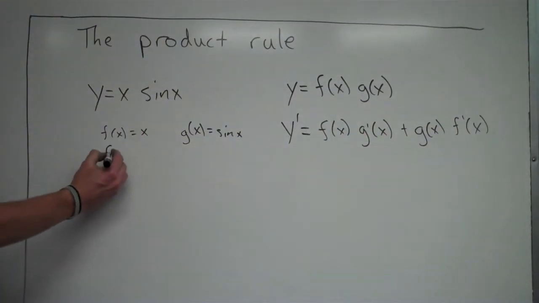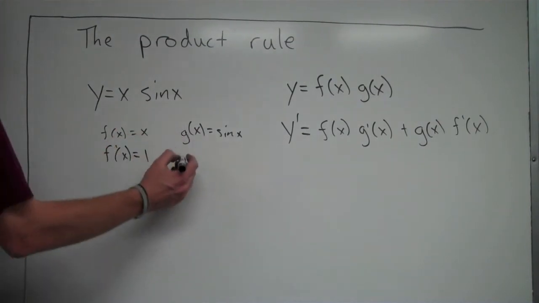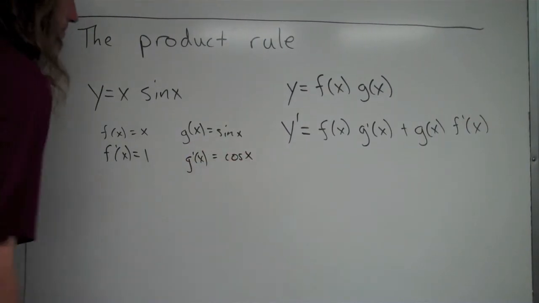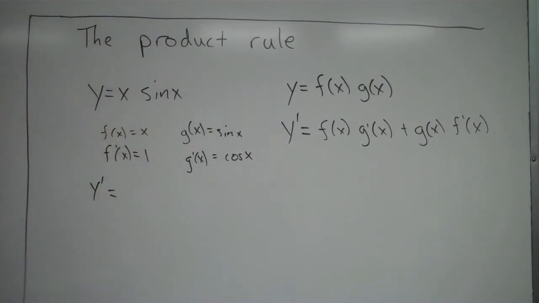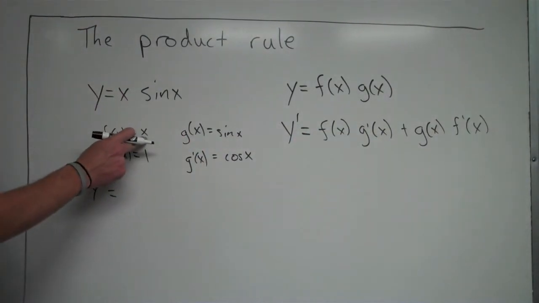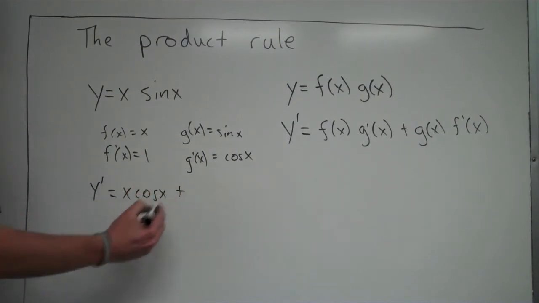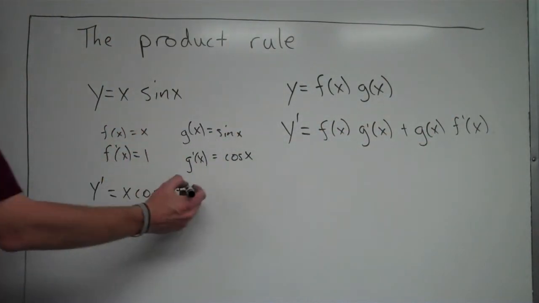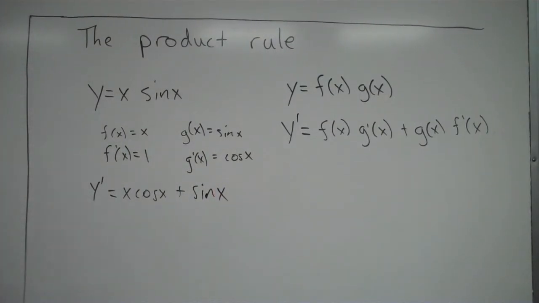So, f prime of x, the derivative of x, is just 1. G prime of x, the derivative of sine of x, is equal to cosine x. Now I need to find the derivative of the original function. That was my goal from the beginning. It's just f of x times g prime of x, so that's x cosine x, plus g of x times f prime, so sine of x times 1, which is just sine of x. There you go. That is the derivative using the product rule.